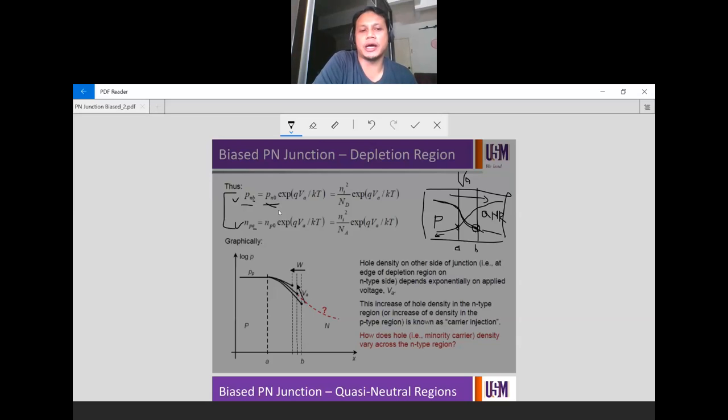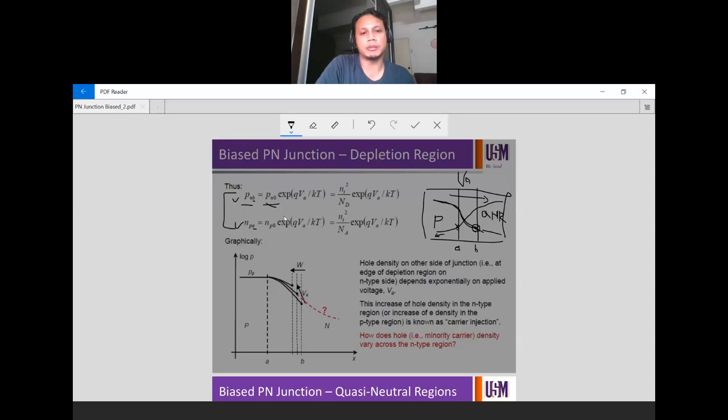So bila kita apply forward bias, do you expect PNB to be higher than PN naught or lower than PN naught? Higher, right? Yes, Naim, good. Higher, because tadi kita nampak bila you apply forward bias compared to thermal equilibrium, kita nampak more carriers crossing, right? So the moment you see more carriers crossing, logically, if you measure carrier density at the end of the depletion region on the other side, you should be able to see more carriers, right? More carriers that cross the junction as minority carriers.